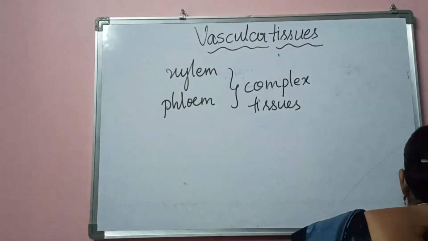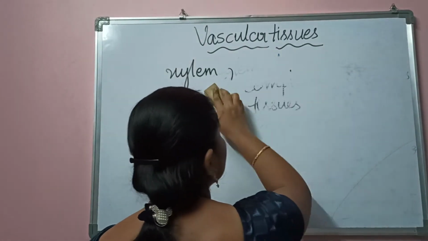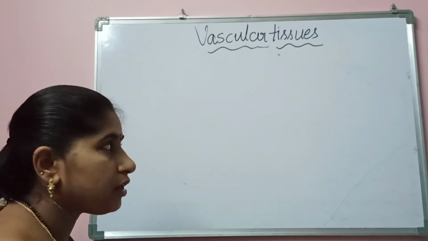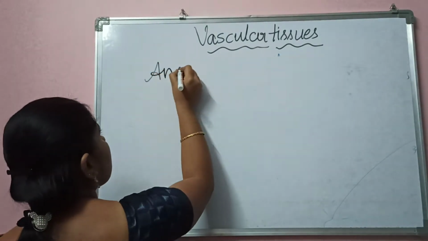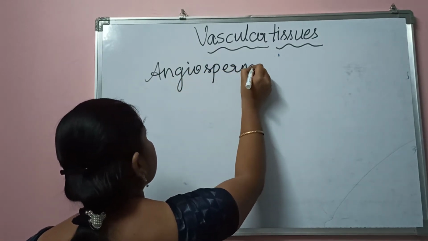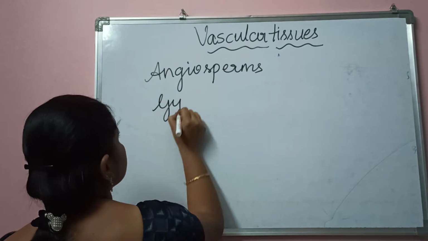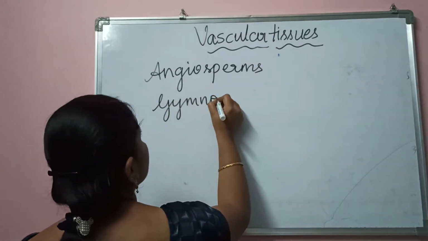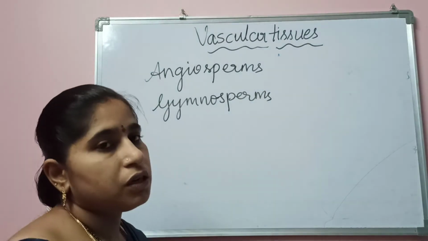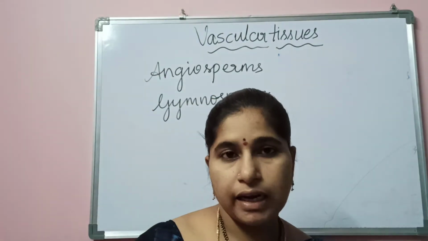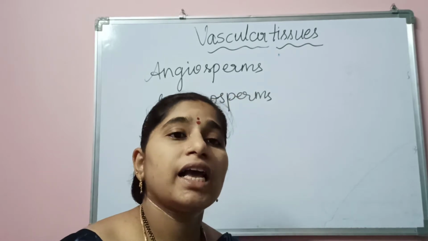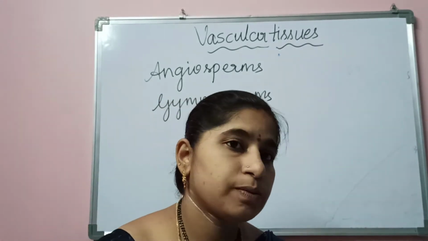Before going to the xylem and phloem, we have to know two important points: what are angiosperms, and what are gymnosperms. This is important for the children who are preparing for NEET. Why? Because they will be asking what is the major difference between angiosperms and gymnosperms regarding the xylem and phloem.